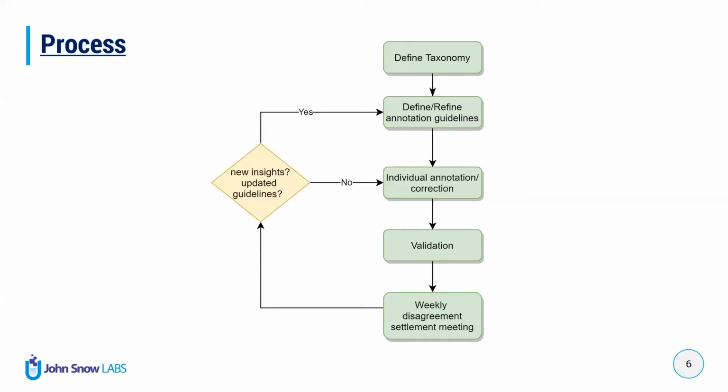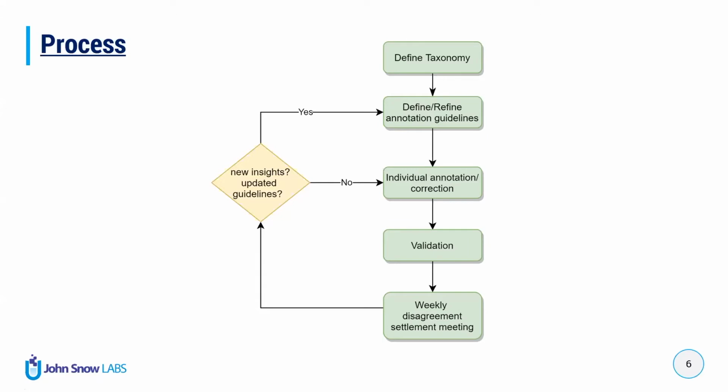Okay, so if some edge cases were encountered during the last iteration, we will discuss them, and if necessary, we will add new rules in the guidelines or update the existing rules to cover all those new encountered situations. Then after the disagreement meeting, we will update the guidelines and reiterate, starting another sprint where the annotators work individually on new documents.